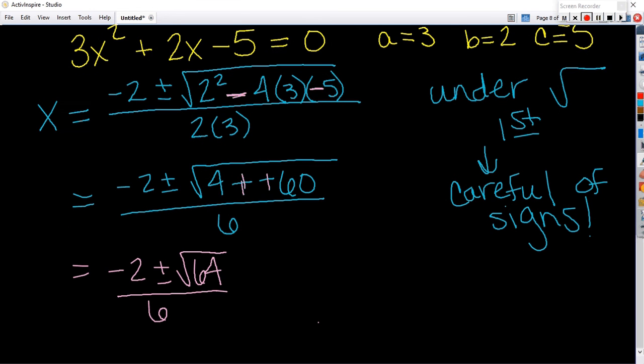Now, I did the square root first. Now you want to simplify your square root if you can. So maybe I should say first, it'd be 8.